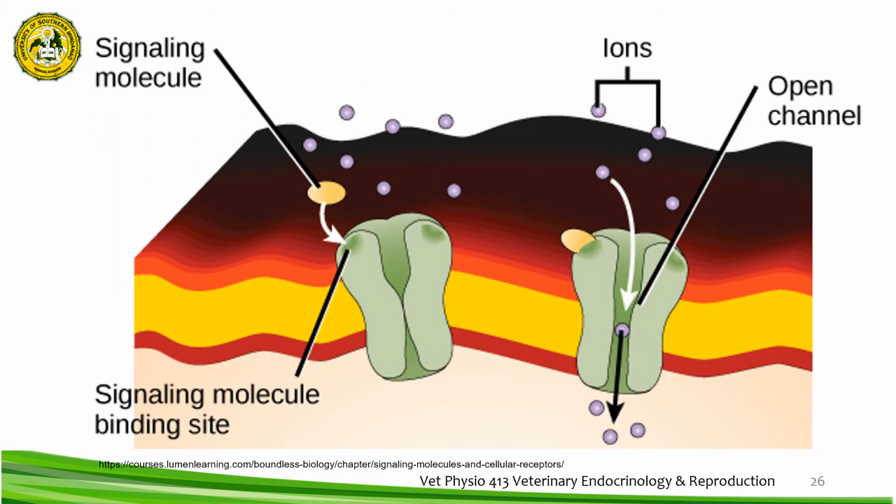This is an example of an ion channel receptor, particularly a gated ion channel. In this particular diagram, we have the cell membrane, and we have the ion channel receptor. We also have the signaling molecule and the ions. When the signaling molecule binds to the ligand binding site of the ion channel, it will activate the channel, opening it and allowing the ions to pass through the cell.